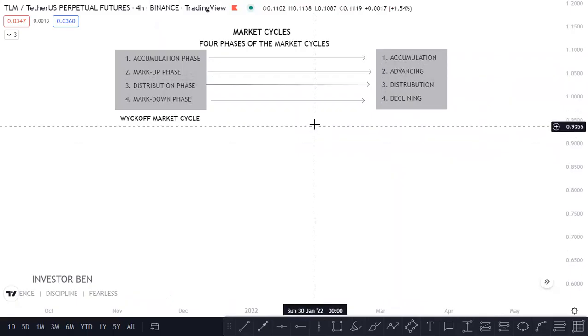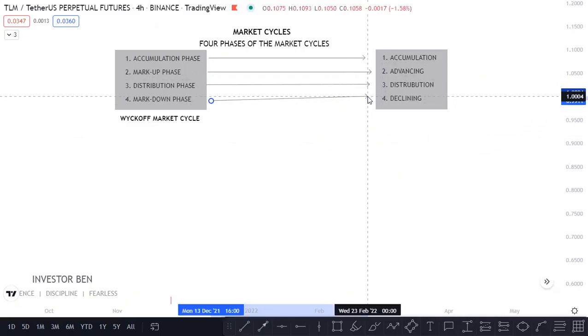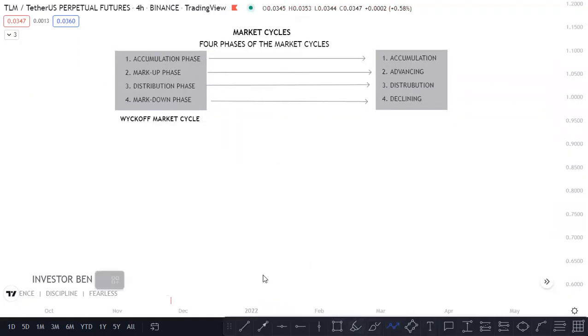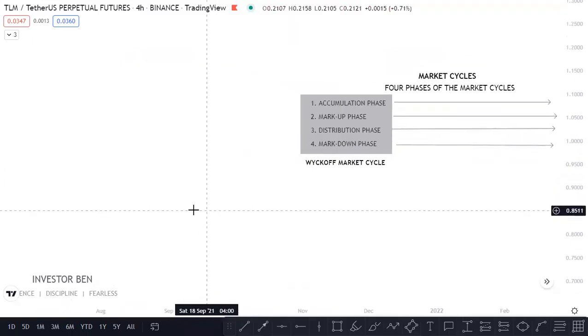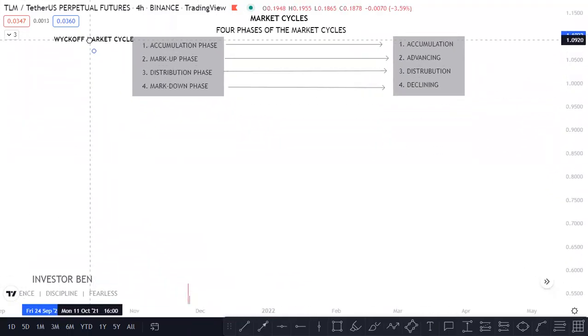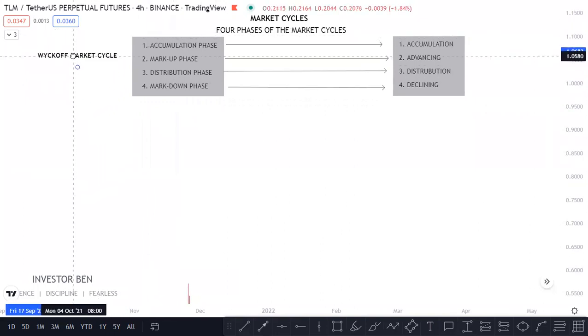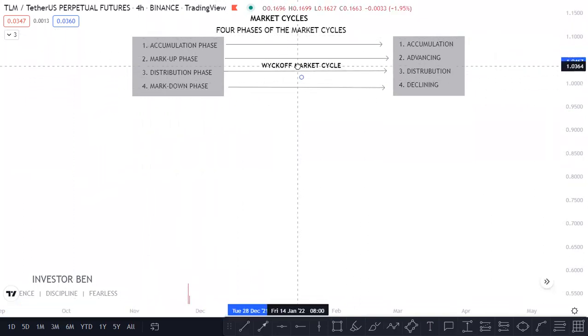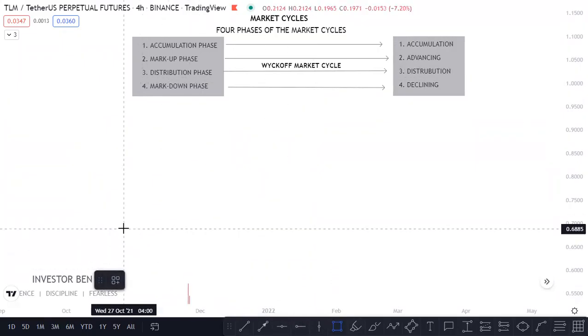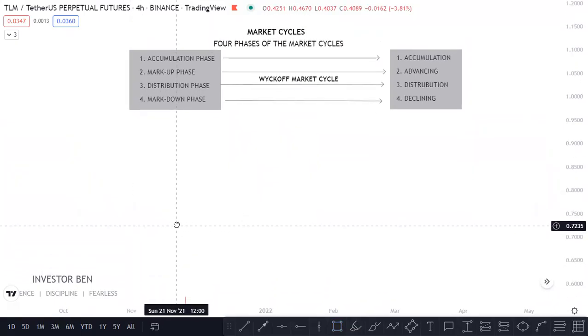Now let's get to explaining how this looks in your charts. When we talk about the accumulation phase, let me put this there. So when we talk about this accumulation phase, let me represent them using boxes.